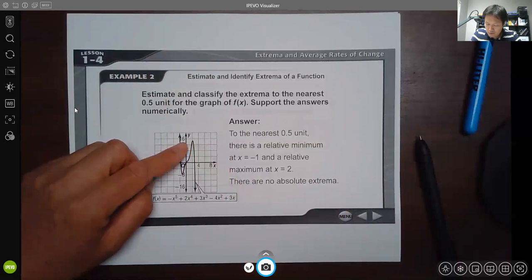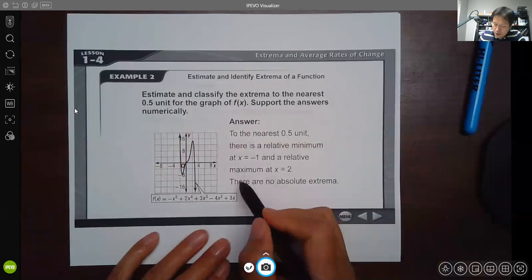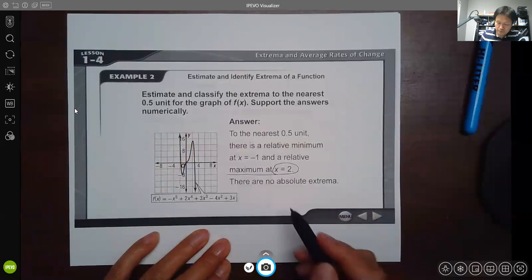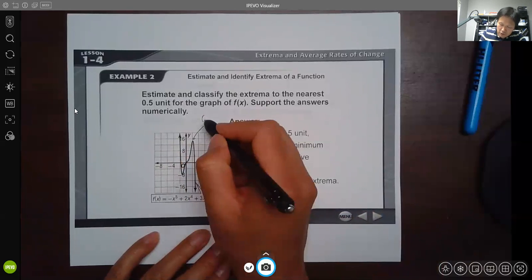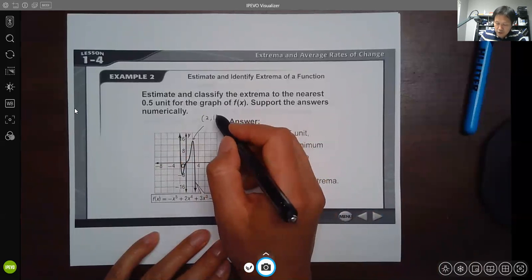So maybe 2 comma 4. So we call 14. Maybe 2 comma 14 approximately. So maximum at x equal to 2. So this point will be like 2 comma probably like around 14 or so.